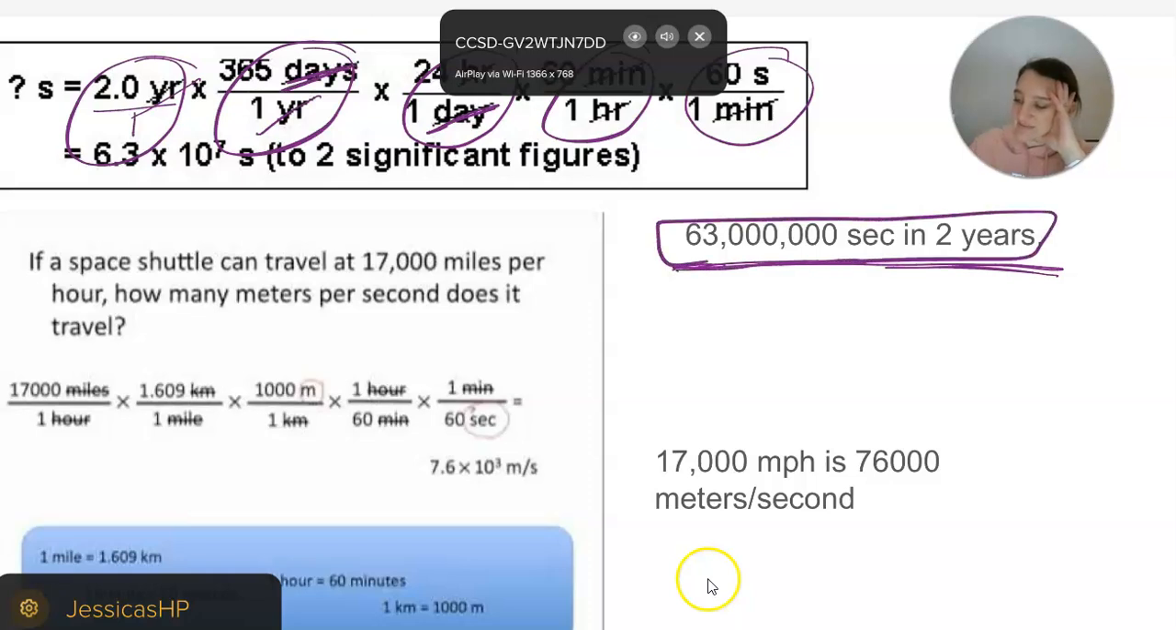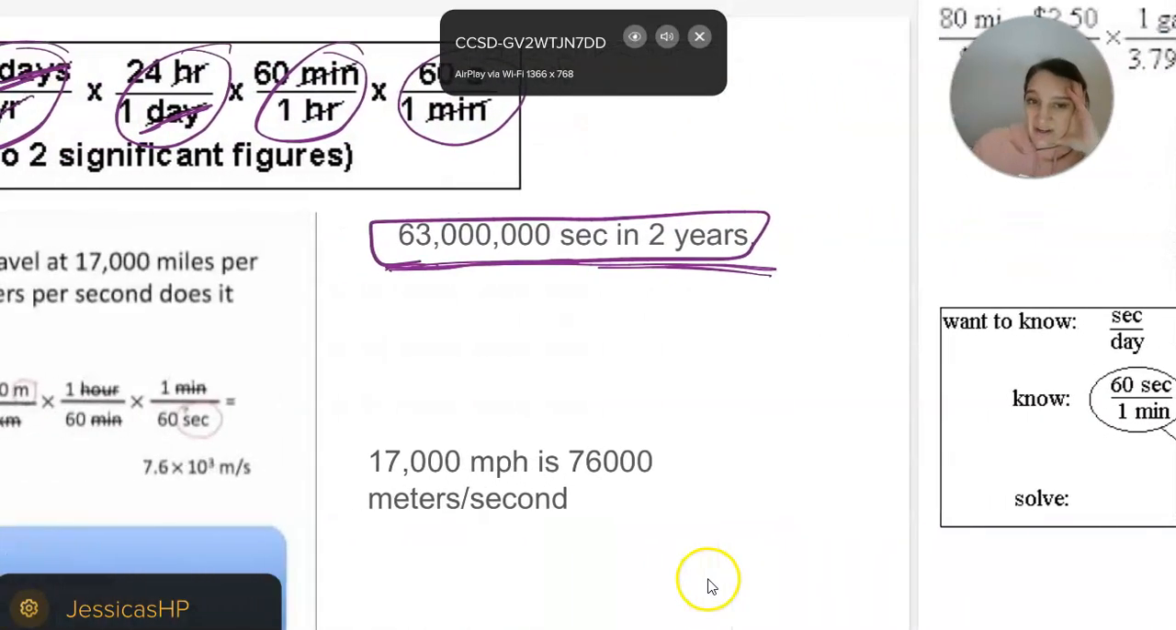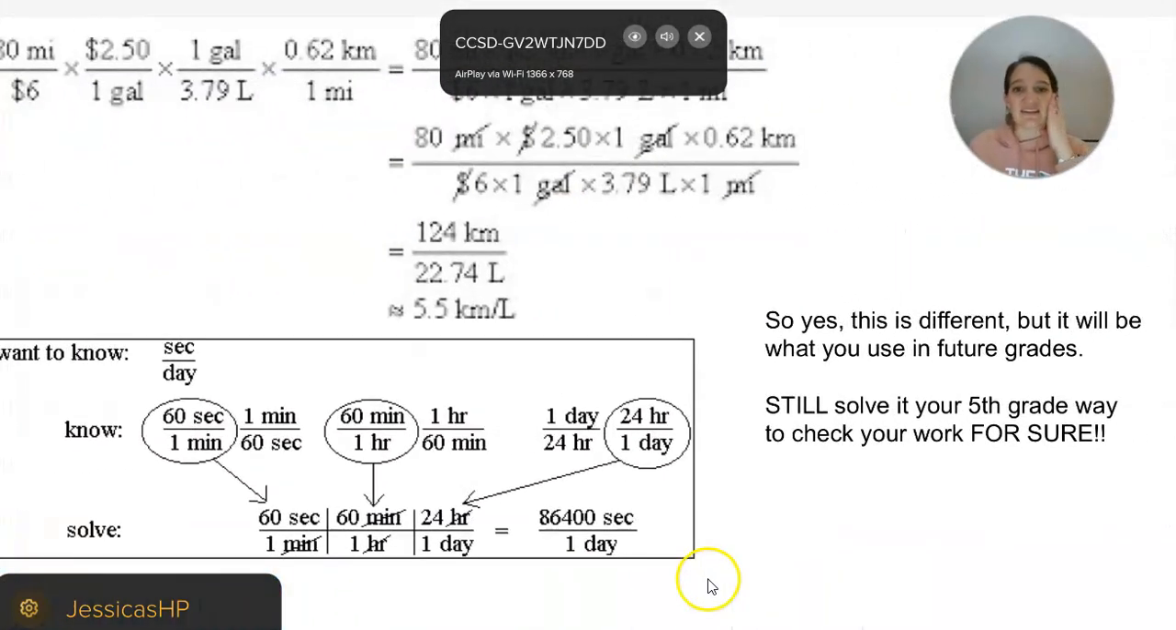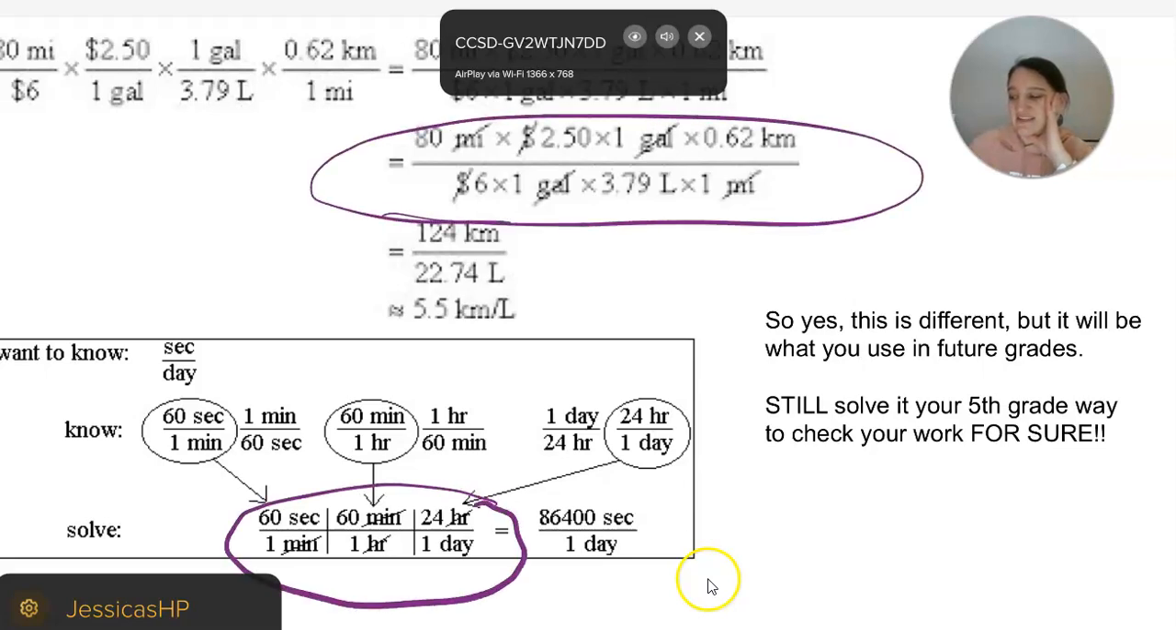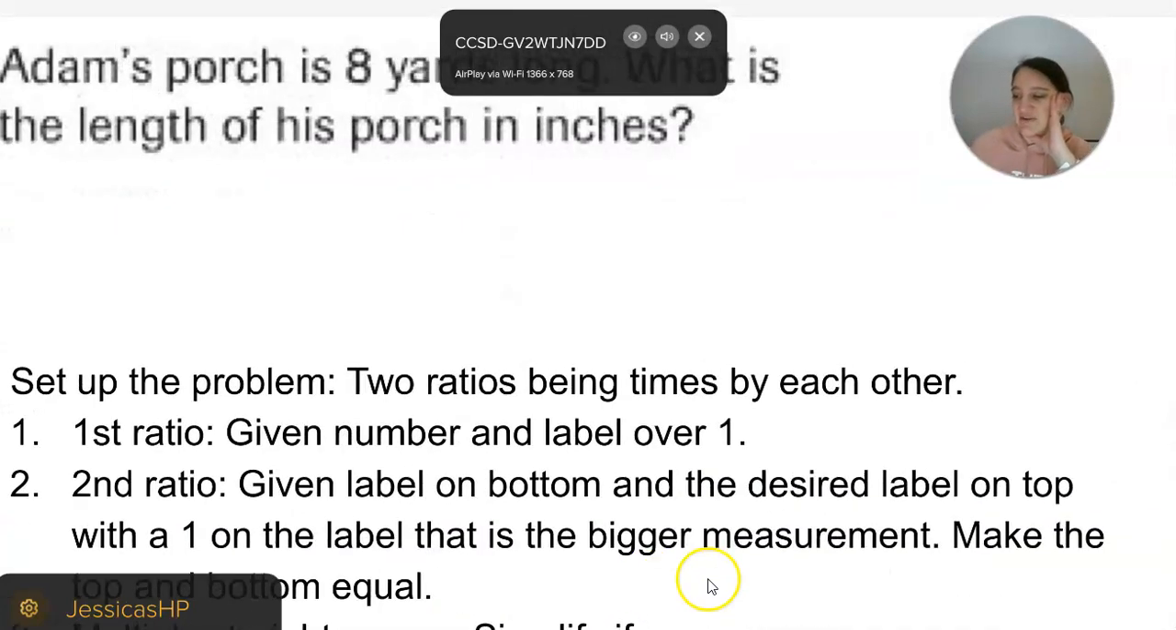So that's the reason why I'm going to be a really, really, really big stickler and really picky about how you figure this out, because I want your 7th and 8th and high school years to be a lot easier because you already know how to do conversions with ratios. You're going to end up doing problems like this in the coming years, and what we're doing in 6th grade is the foundation for that.